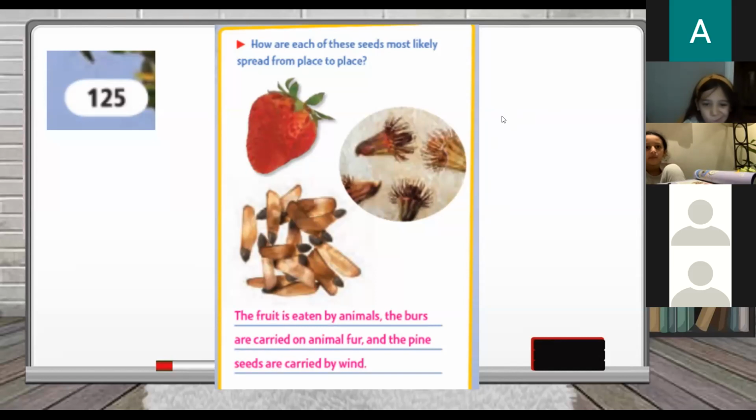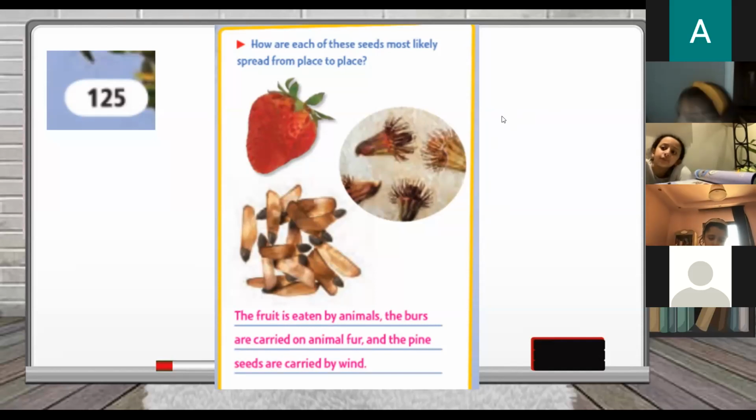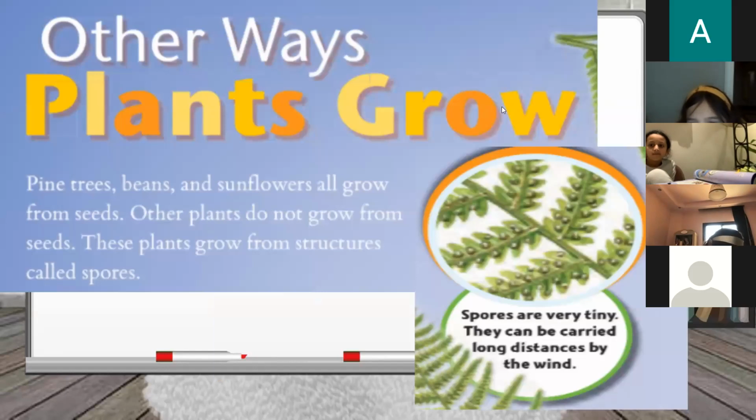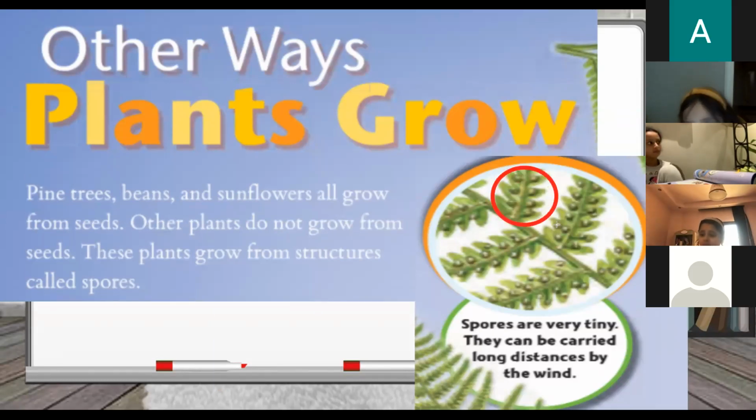All right, girls. Do you think seeds are the only way that a plant can reproduce? No. So we heard pollen makes a plant reproduce, and seeds. Now let me tell you about something else. Plants can grow with something called spores. These are the spores. Look at the small dots on the leaves. Have you ever seen a fern in the street?